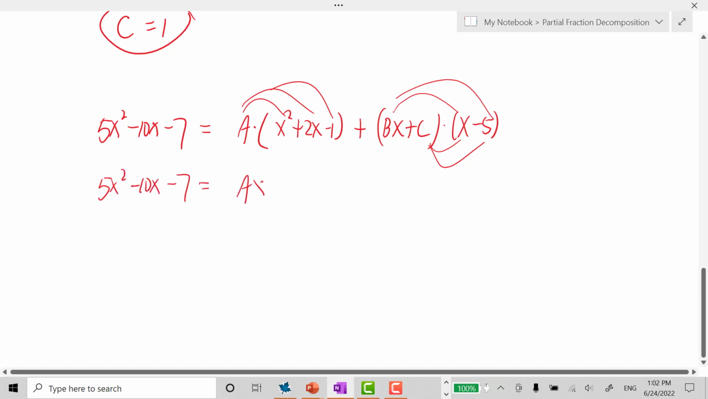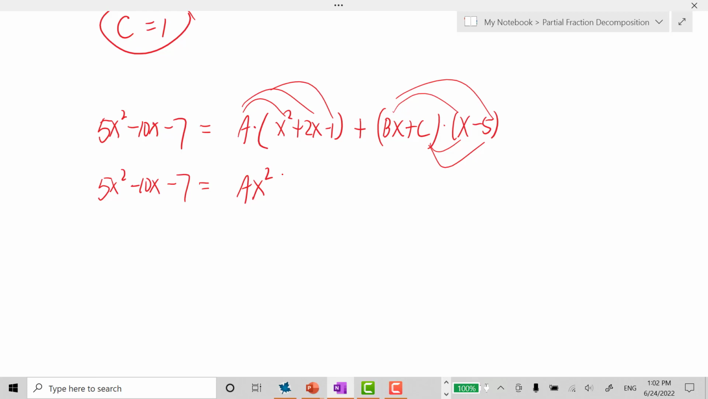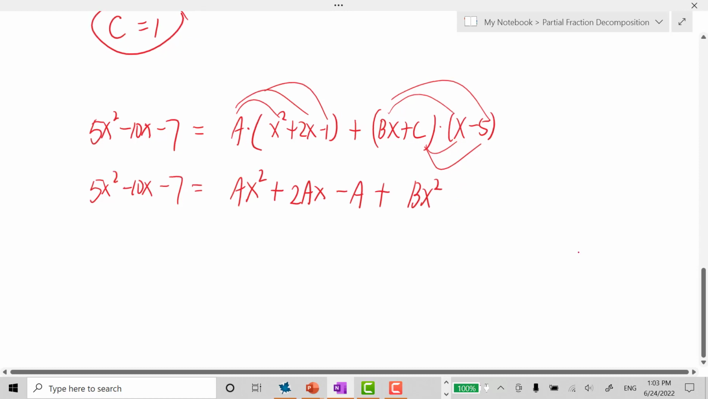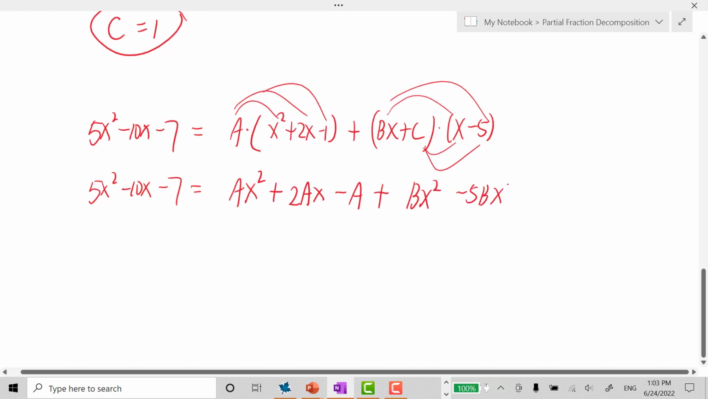So it's ax squared. And when the partial fraction decomposition becomes more complicated, actually this is a more systematic way of solving for a, b, and c. Okay, so we get 2ax minus a. And when following the other one, bx times x is bx squared. Bx times -5 is minus 5bx. C times x is plus cx. And c times -5 is minus 5c.